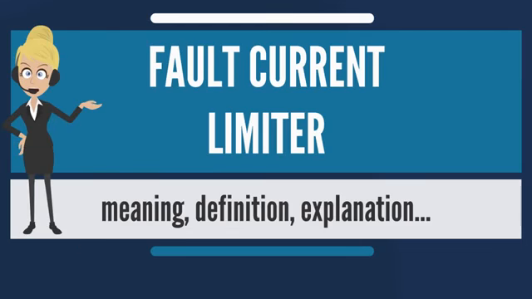A fault current limiter (FCL) or fault current controller (FCC) is a device which limits the prospective fault current when a fault occurs, for example in a power transmission network, without complete disconnection. The term includes superconducting, solid-state and inductive devices.